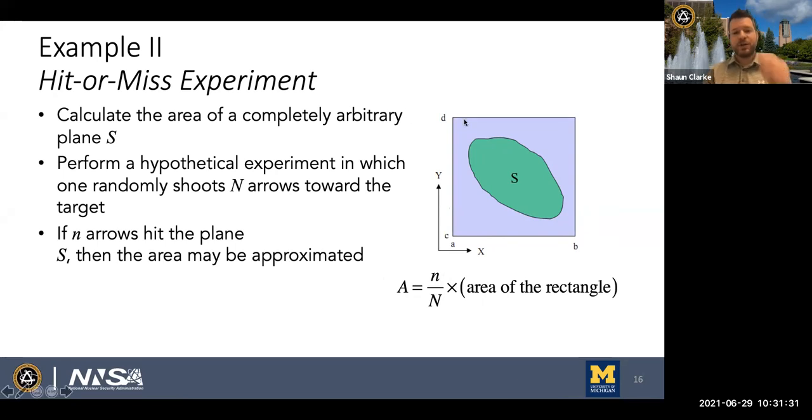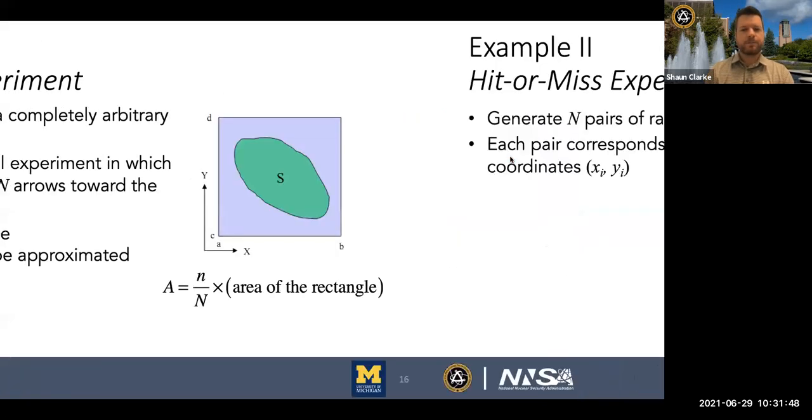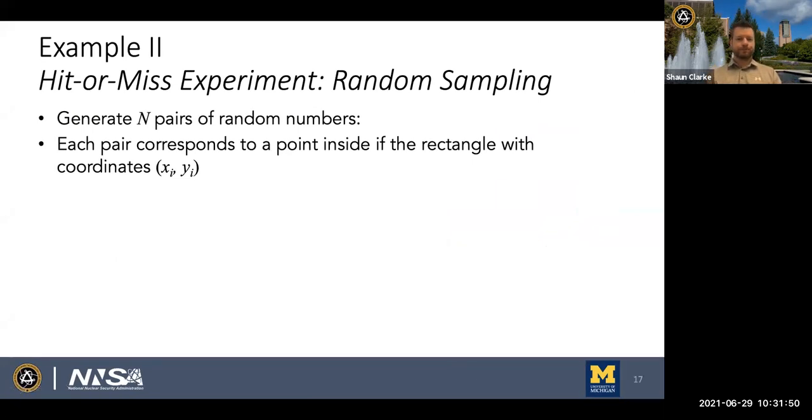So that's a kind of an arduous thing to do in real life, throwing darts and arrows, but we can have the same situation in a Monte Carlo calculation where we can simulate or we can sample the coordinates of these dart throws in this rectangle here, and that would allow us to approximate this area.